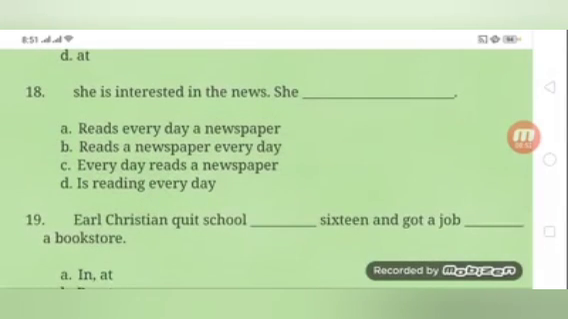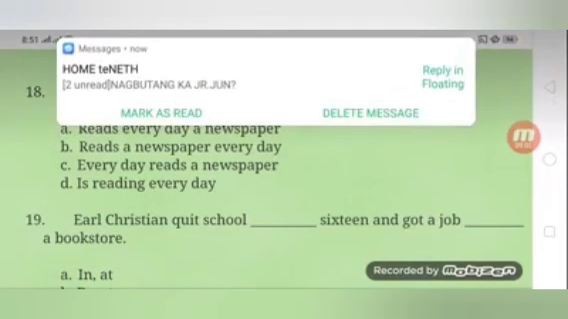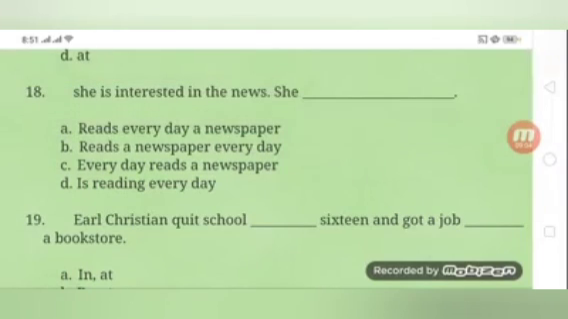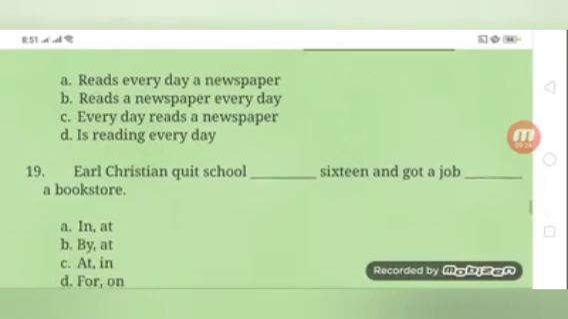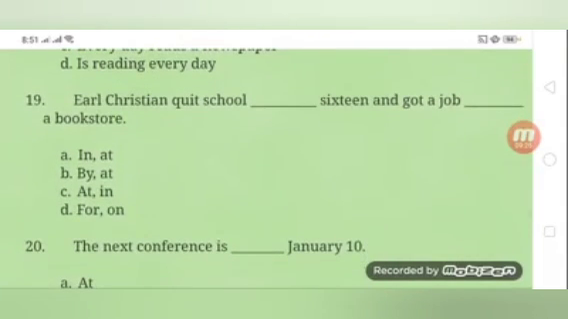Number 18, she's interested in the news. Oh, this is like word order. She reads a newspaper every day. That's letter B. The time expression must always be at the last part of the sentence. So this says, she reads a newspaper every day. She reads, that's SVO form. Subject, the verb, and the object. She reads newspaper. So this is letter B.